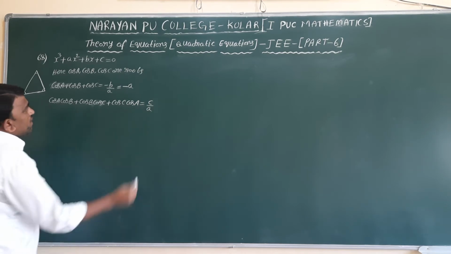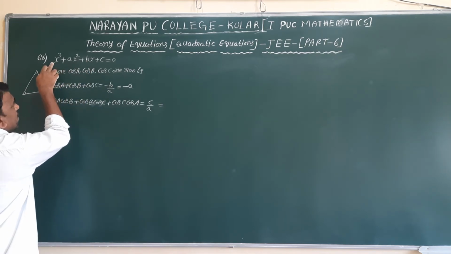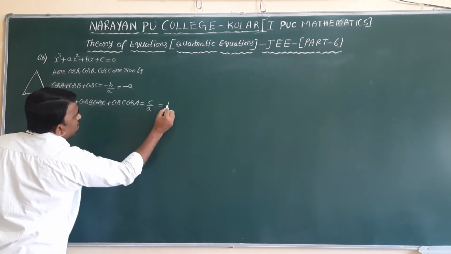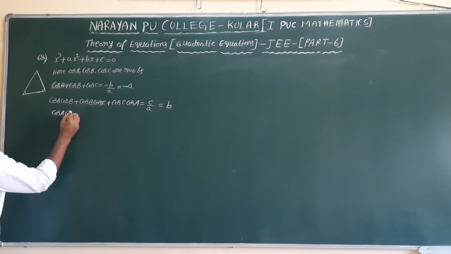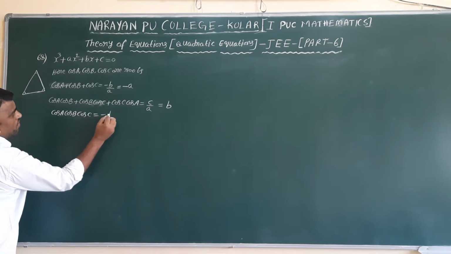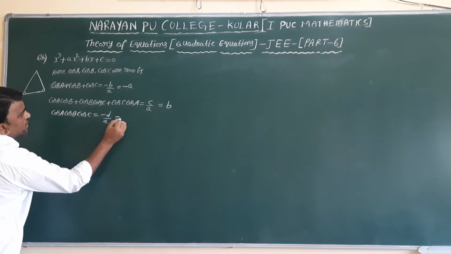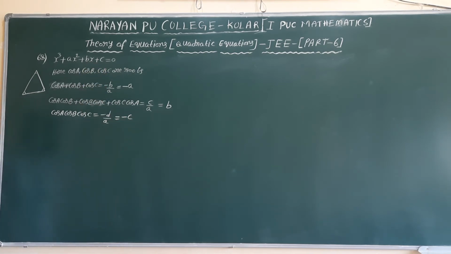c is nothing but the x coefficient here. What is the x coefficient here? b. Here a is 1. So c by a value is b. Next, the product of three: cos a cos b cos c is nothing but minus d by a. d is nothing but the constant here. The constant is c. So minus c by 1 is minus c.